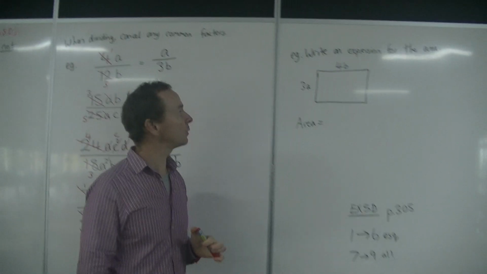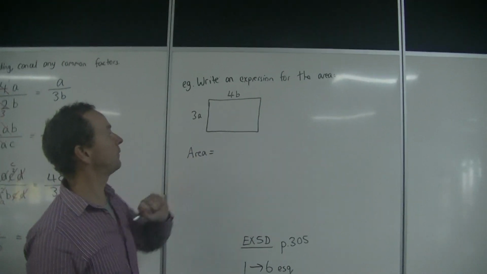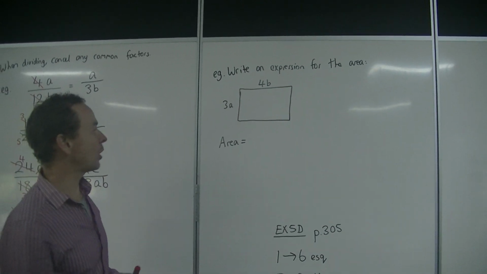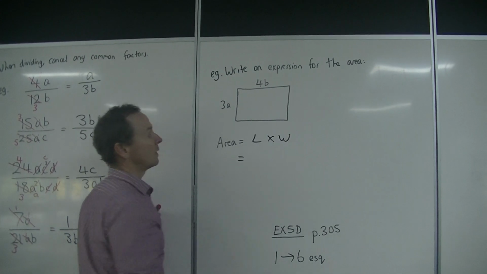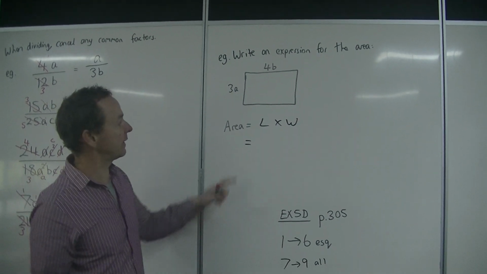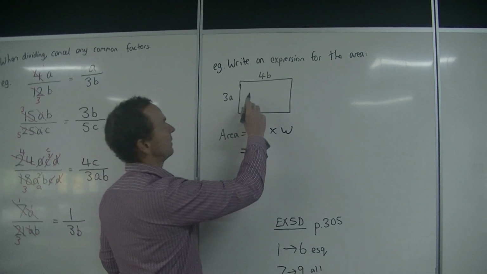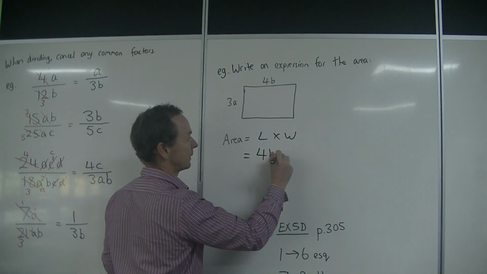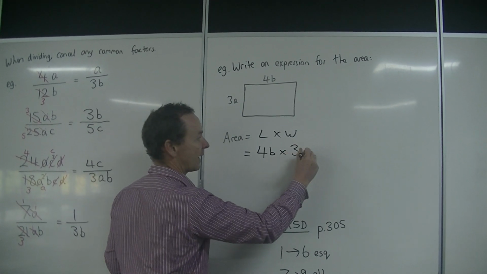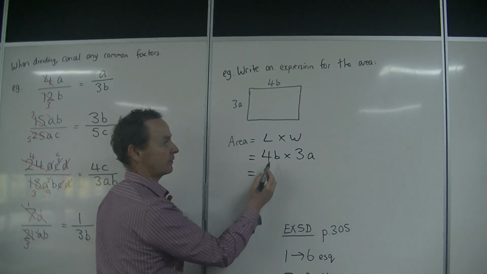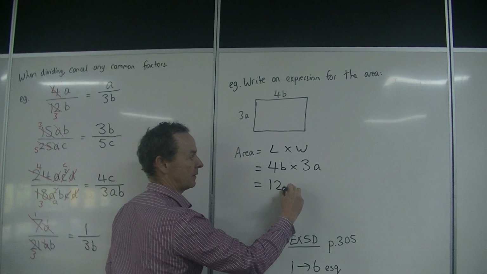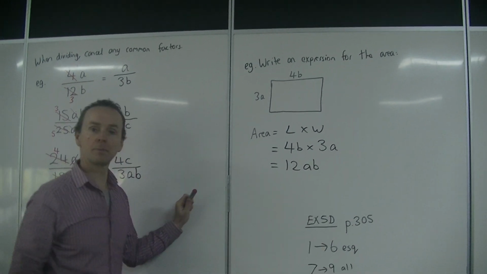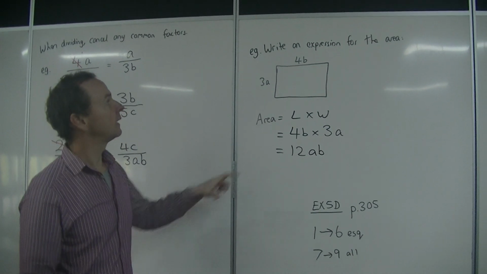Let's move on to our last question. Write an expression for the area of this shape. So hopefully you know the area of a rectangle is length times width. So all you have to do is the same process. Write down what the length and the width is. The length is 4B times by the width, which is 3A. So now we work it out together. 4 times 3 is 12, and B times A, or AB, so it's A times B. So it's 12AB is our answer.